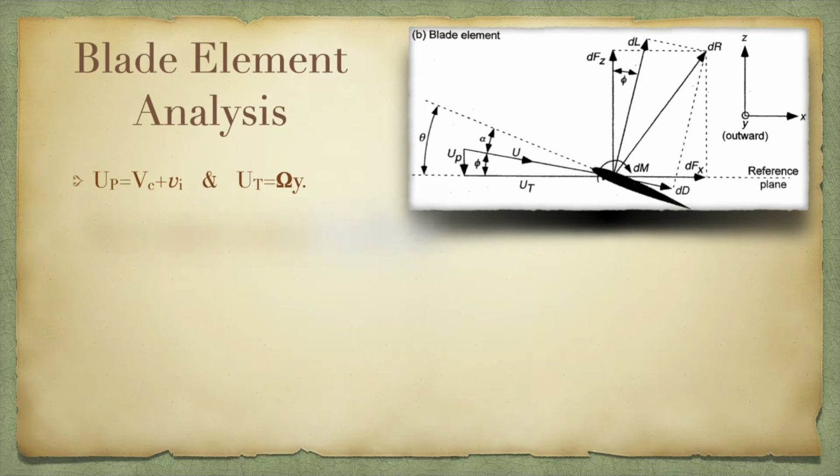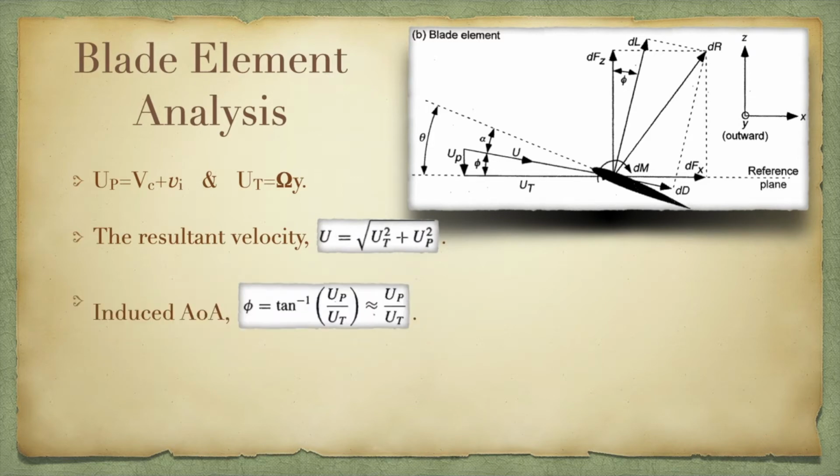The resultant velocity at the blade element therefore will be U equal to square root of UT square plus UP square. The relative inflow angle at the blade element, or you can say the induced angle of attack of the blade element, is phi. That is equal to tan inverse UP by UT, which is approximately equal to UP by UT for small angles. Usually the induced angle of attack will be small during hover and axial flight.